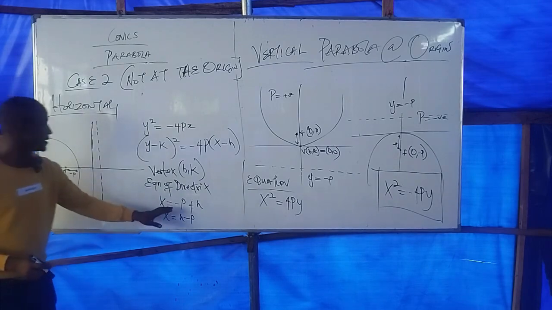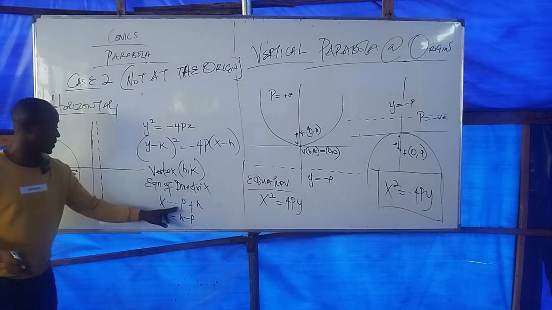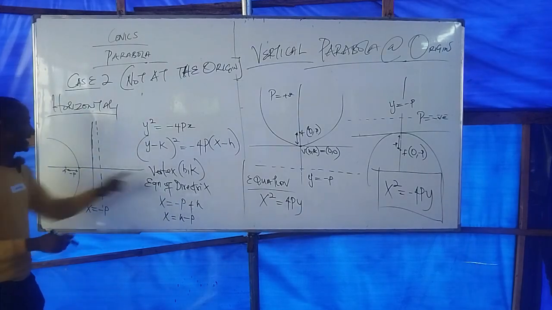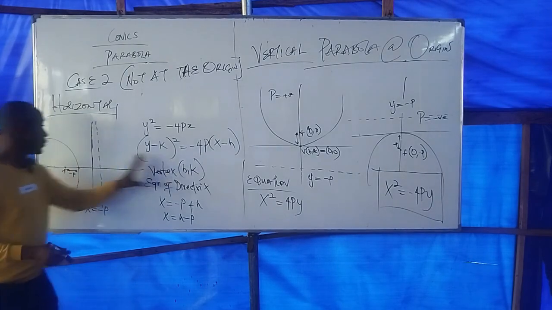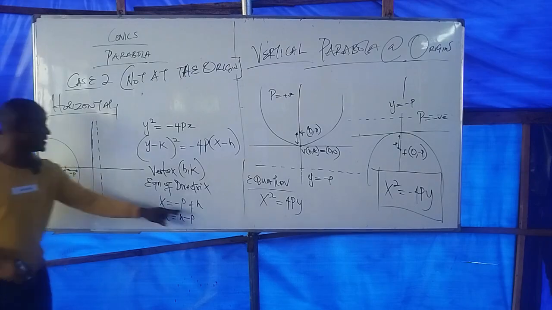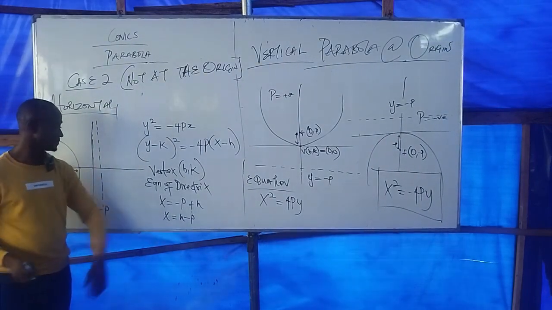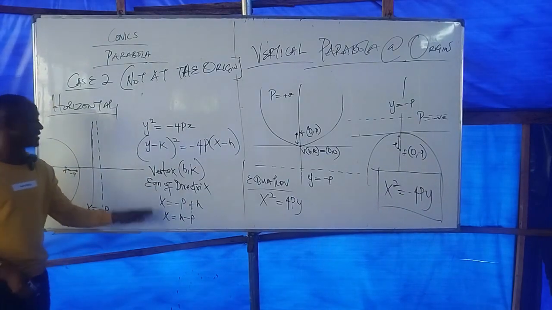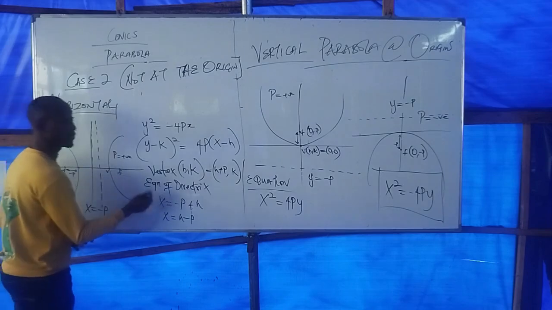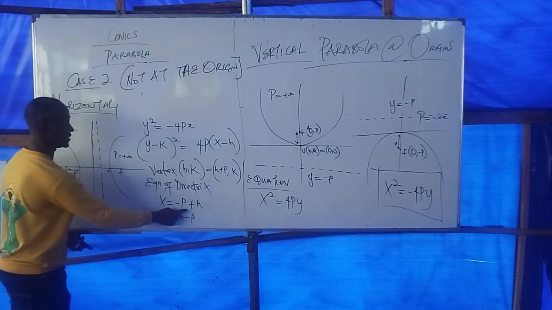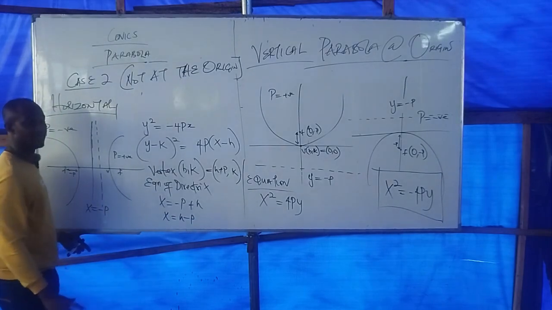Don't forget that at the origin, x equals minus p, because the parabola is at the x-axis and x represents h. Away from the origin, it simply means I will add h. So that means h minus p. Okay? Alright, this is the equation of the directrix. The equation of the directrix still remains the same.